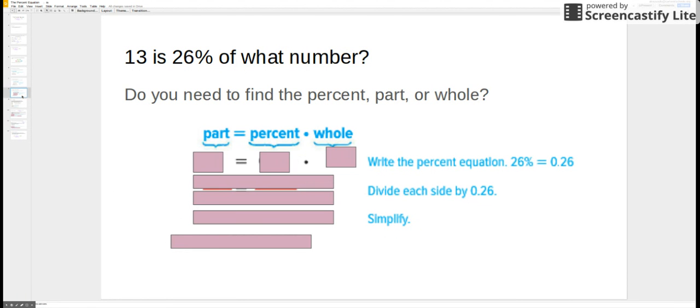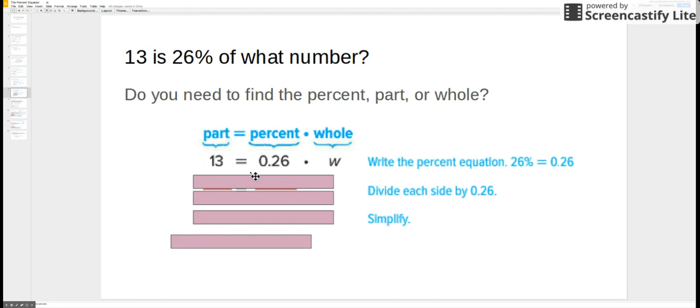13 is 26% of what number? So you need to find the percent, the part, or the whole. Well, you know the percent is 26. You know 13 is only 26%, right? So you know 13 represents that 26%. So that's actually the part. So you need the whole. We don't know 13 out of what is equal to 26%, right?